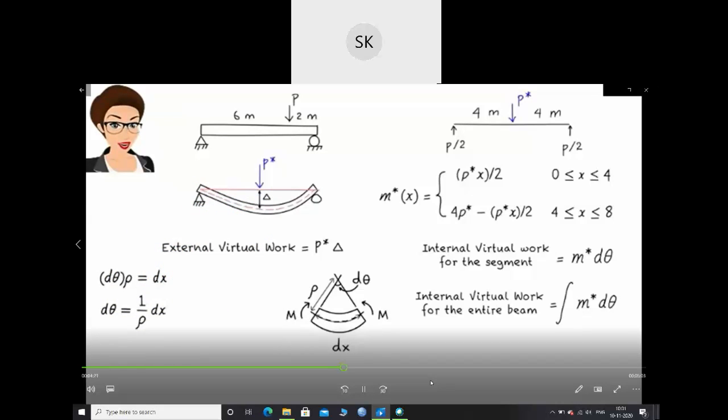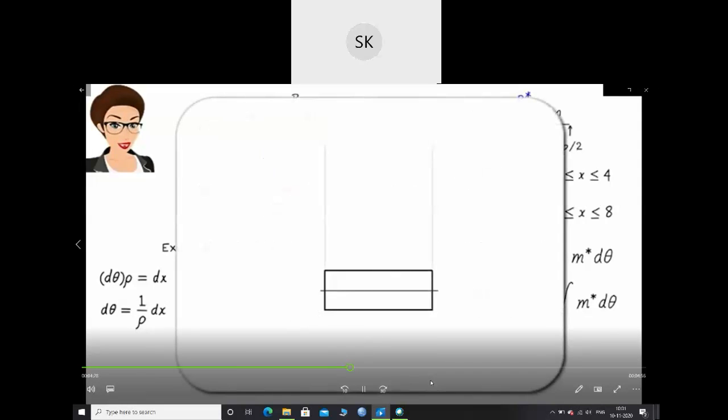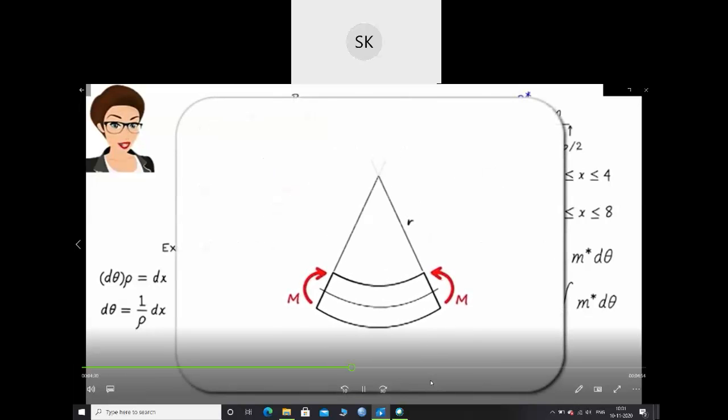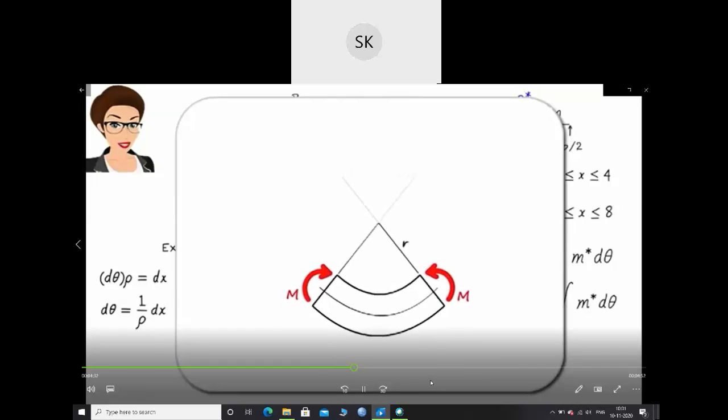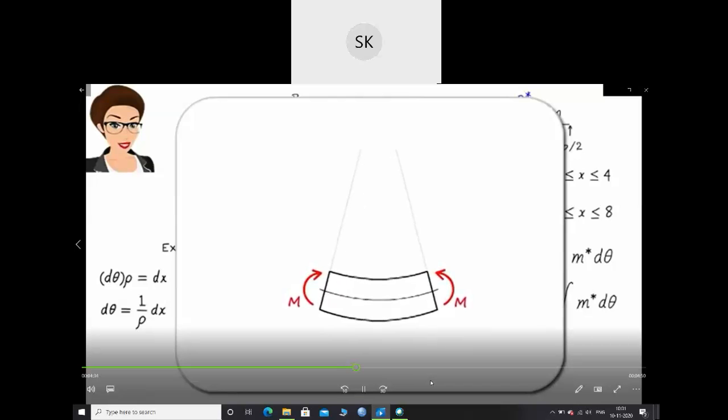Now we need to express rho using more familiar terms. There is an interesting relationship between rho and M. When M increases, rho decreases. When M decreases, rho increases.